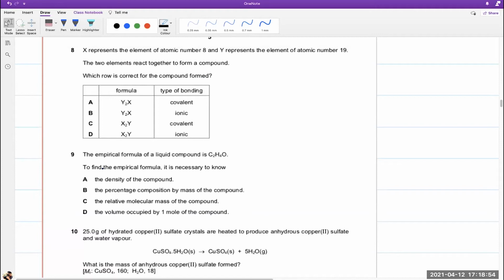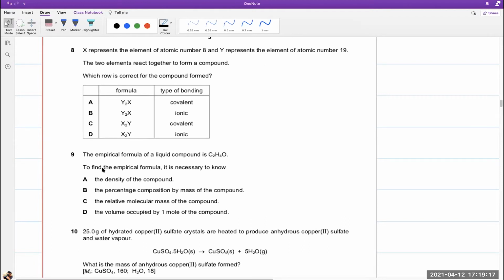X represents the element of atomic number 8, and Y represents the element of atomic number 19. So 8 is, what is it? Oxygen. And 19 is, can anybody guess? Just check the periodic table. I think it is potassium. I'm not sure. I'll check a look.